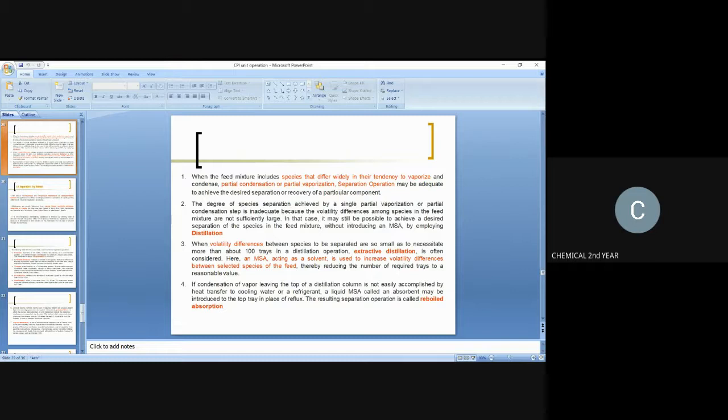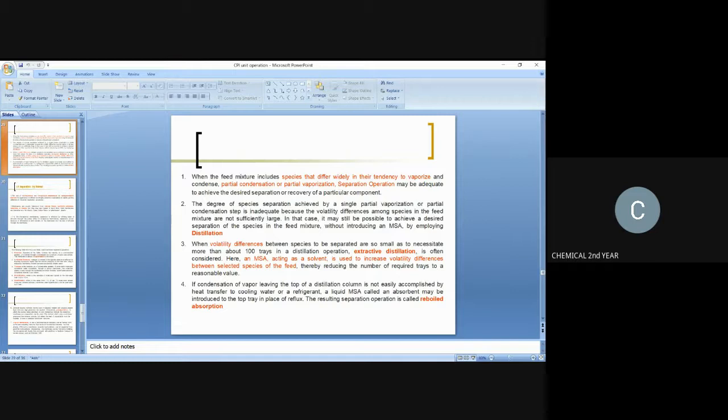If the volatility difference between the species to be separated is also so small as to necessitate more than about 100 trays in the distillation operation, extractive distillation is often considered. Here an MSA acting as a solvent is used to increase volatility differences between selected species of the feed, thereby reducing the number of required trays to a reasonable value.